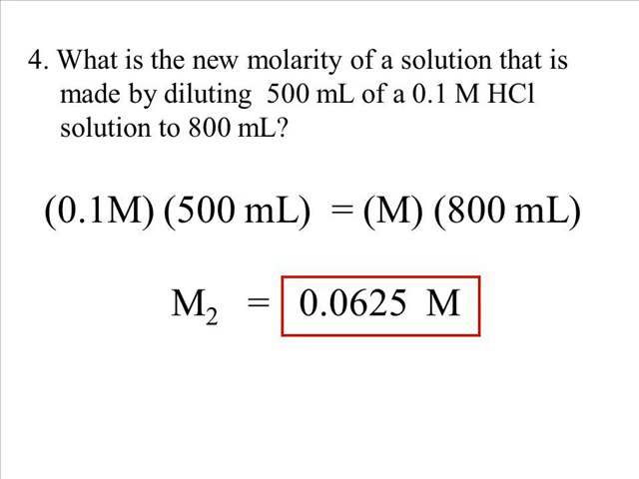What's the new molarity of a solution that's made by diluting 500 milliliters of 0.1 molar HCl to 800 milliliters? Again, 0.1 molar of a 500 milliliter solution is equivalent to, and you've got to solve for that unknown molarity. When you plug in your algebraic relationships, you get a new molarity of 0.0625 molar. So by taking your 500 milliliters of 0.1 and diluting it up to a total volume of 800, you've diluted your solution to 0.0625 molar.